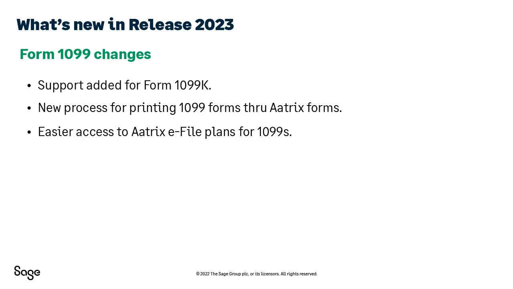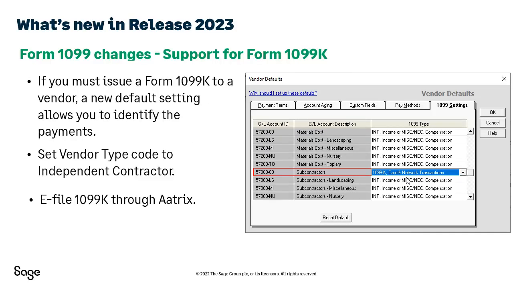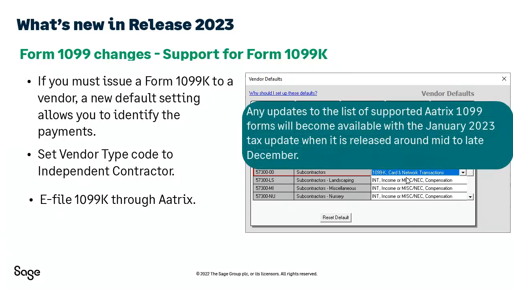Let's see how these changes work. You can now issue a Form 1099-K to your vendors using a newly added 1099 default setting to identify those type payments from non-employee compensation and miscellaneous income. The vendor type should still be set to independent contractor, and then you will be able to e-file through Aatrix. Any updates to the list of supported 1099 forms will become available with the January 2023 tax update when it is released around mid to late December.